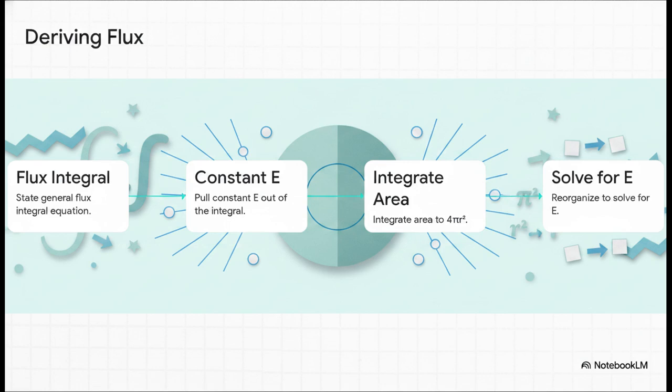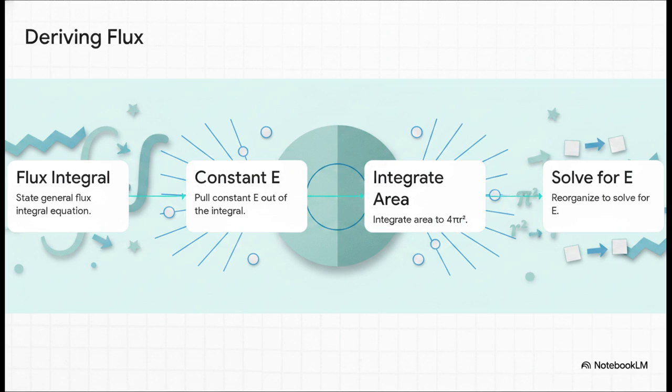Step 1, we set up the total flux integral. We're basically just saying, let's measure the total flow. Step 2 is where the magic of the sphere really comes in. Because our net is a perfect sphere, the outward spray, that electric field E, is exactly the same strength everywhere on the surface. Because it's constant, we can just yank it right out of the scary integral.